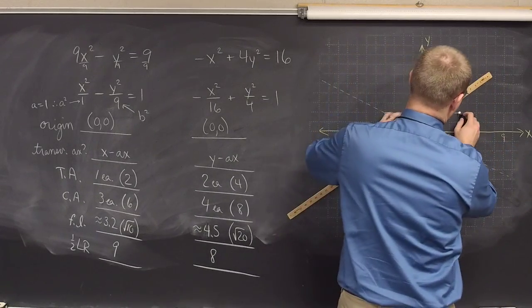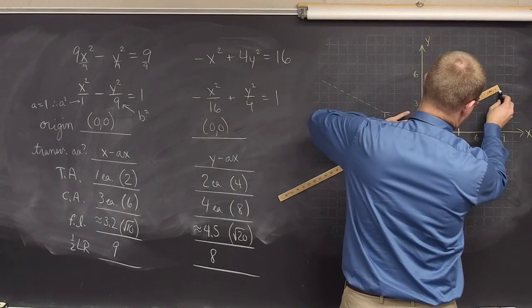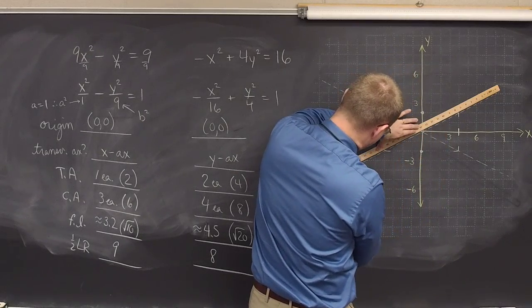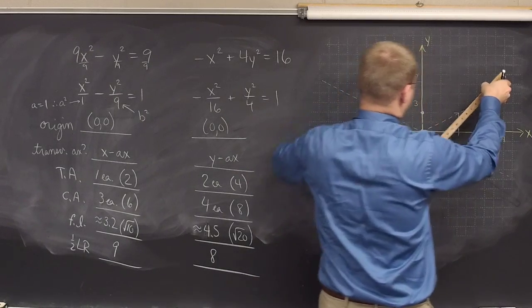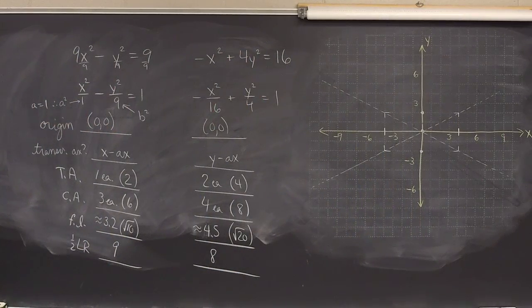By the way, is it ever possible the fundamental rectangle could be a square? Yes, absolutely. Transverse and conjugate axis are the same length, and that's possible. It's not possible for major and minor axes to be the same length. Otherwise, you have a circle, not an ellipse. But it is possible for conjugate and transverse axes to be the same.